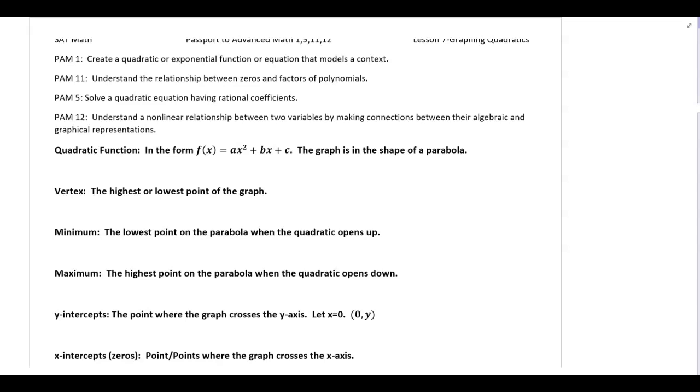All right, Passport to Advanced Math, lesson 7, and this is graphing quadratics. Okay, here are the standards, number 1, 11, 5, and 12, with a heavy concentration on graphing quadratics and all the different parts. So first, a quadratic function is in the form ax squared plus bx plus c, and you have to understand that the graph is always in the shape of what we call a parabola, which is a U-shaped graph.